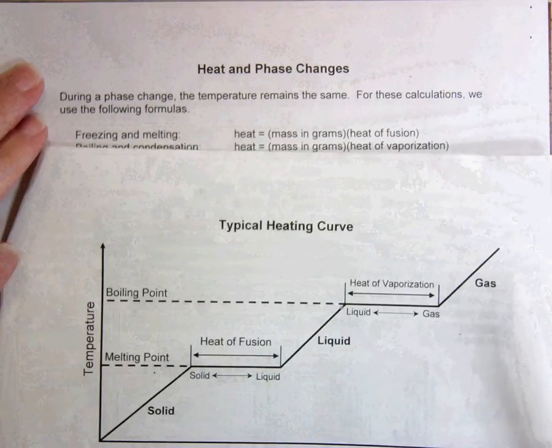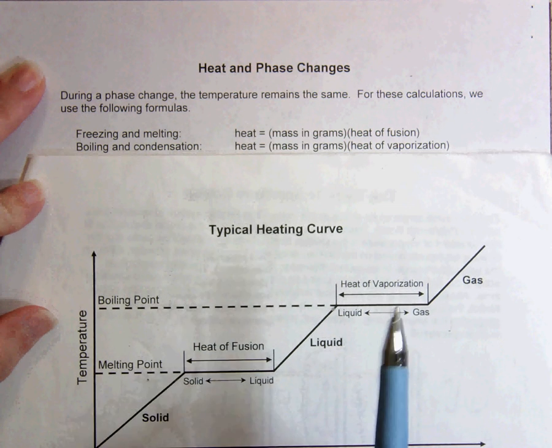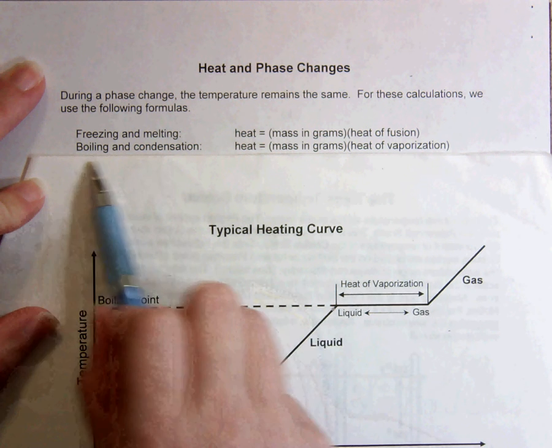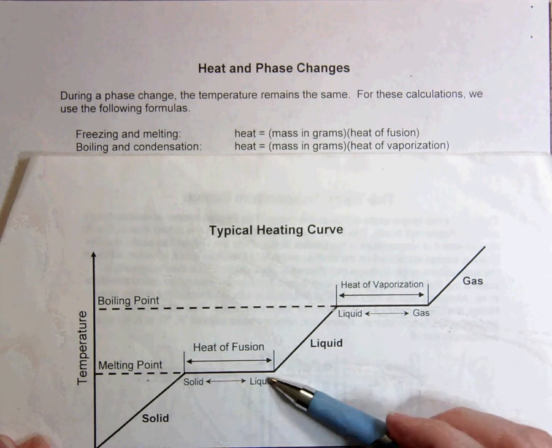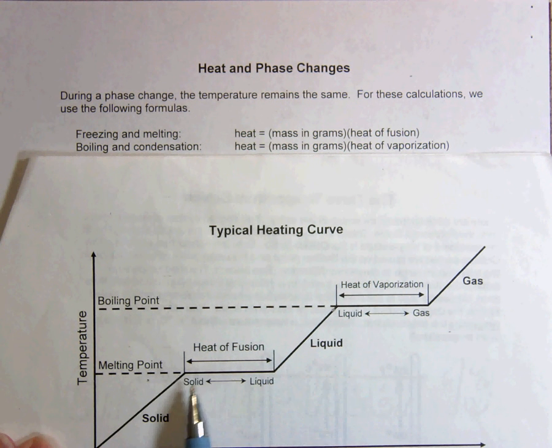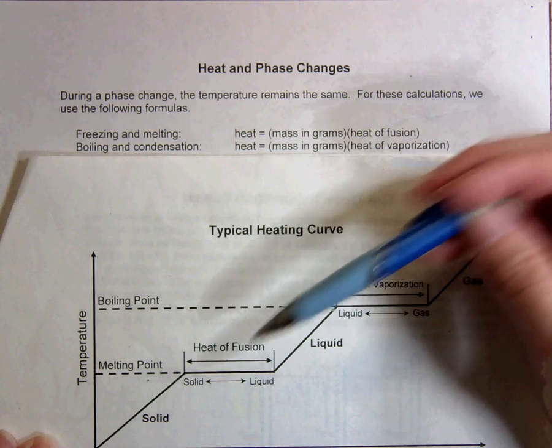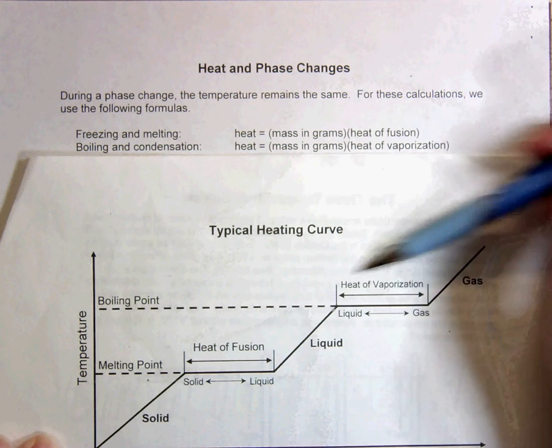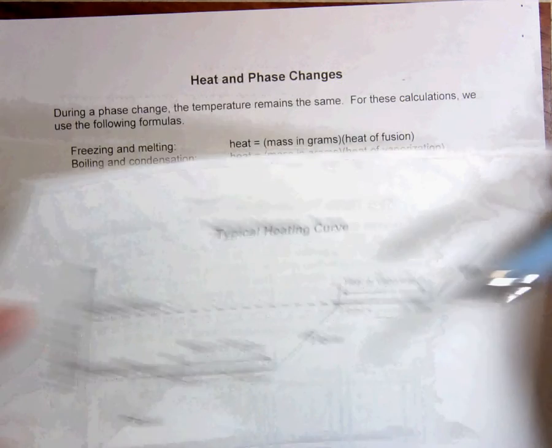So remember that for freezing and melting, we're right here at our melting point, and here we are talking about boiling and condensing at our boiling point. So when this happens, you have to add energy or take away energy in order to change the state of matter. The amount of energy that it takes is called the heat of fusion here at freezing and melting, and the heat of vaporization at the place of boiling and condensation.